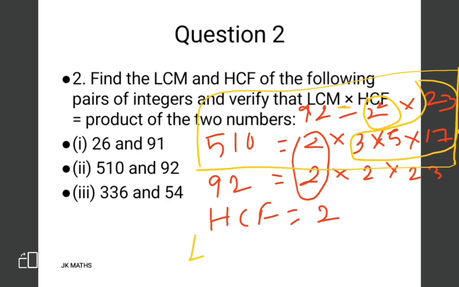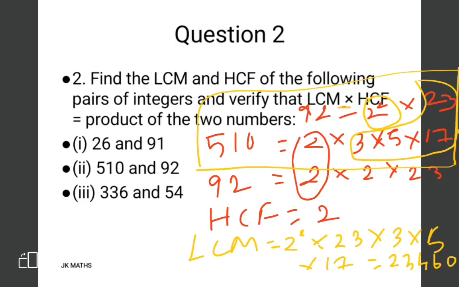So LCM will be 2 square into 23 into 3 into 5 into 17, which will be equal to 23460. So this is the LCM.